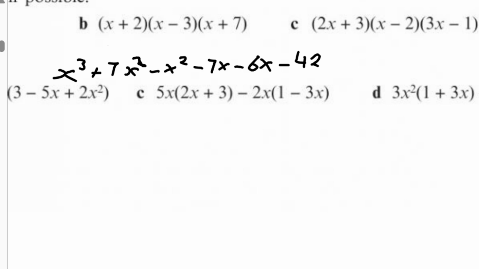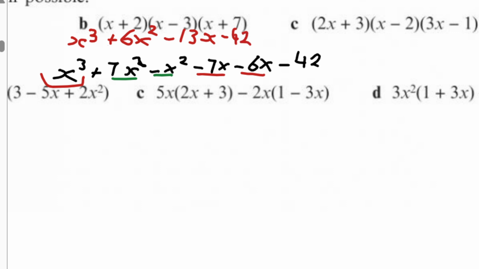Now, we don't have enough space, so I'll just erase this and I'll write it up there. Now, we collect like terms. There is one term only having x cubed, so I'll just write it up. Now, the ones that have x squared are this and this only, right? Yeah. So 7x squared minus x squared is 6x squared. And then minus 7x minus 6x is minus 13x. Finally, minus 42.